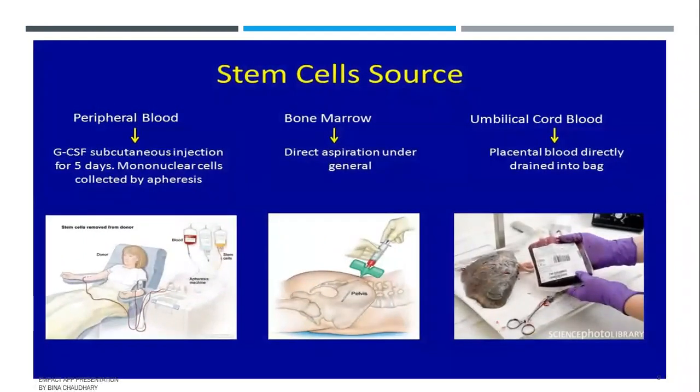These are the stem cell sources. You can see in the images how we collect peripheral blood, how we do bone marrow, and umbilical cord blood. For peripheral collection, we connect the patient to an apheresis machine. For bone marrow harvest, we aspirate under general anesthesia in the OT. For umbilical cord blood, we just collect the placental blood, draining it directly into the bag.